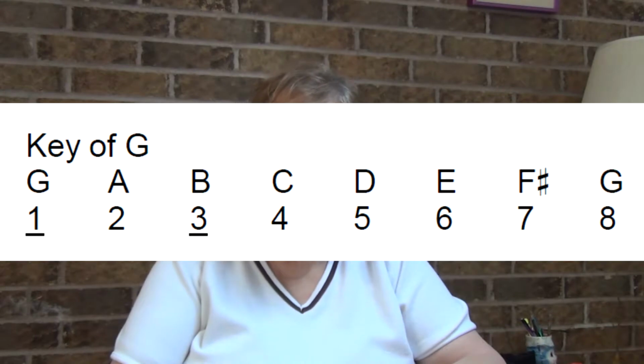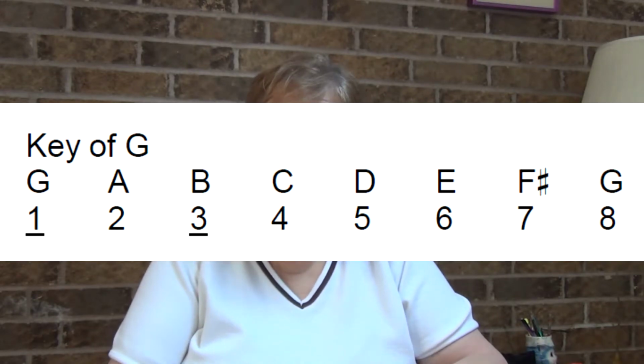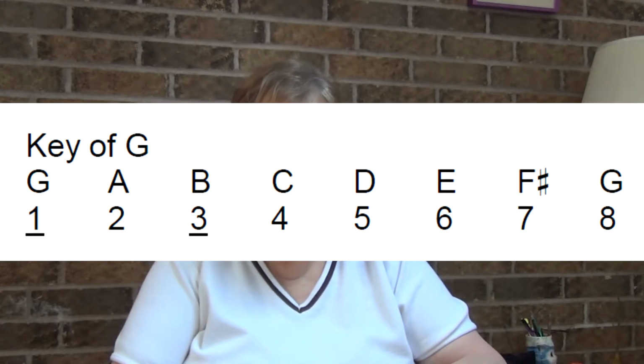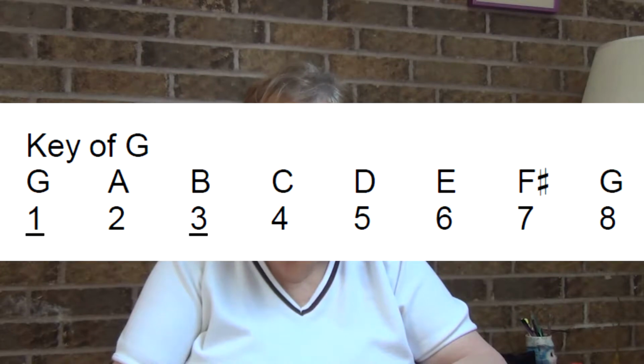There are 2 kinds of thirds. There are major thirds and there are minor thirds. And to play either a major third or a minor third, you play one note, skip the next note, and then play the following note. Now here's an example in the key of G. We're going to play G, which is 1. We're going to skip A, which is 2, and then we're going to play B, which is 3.